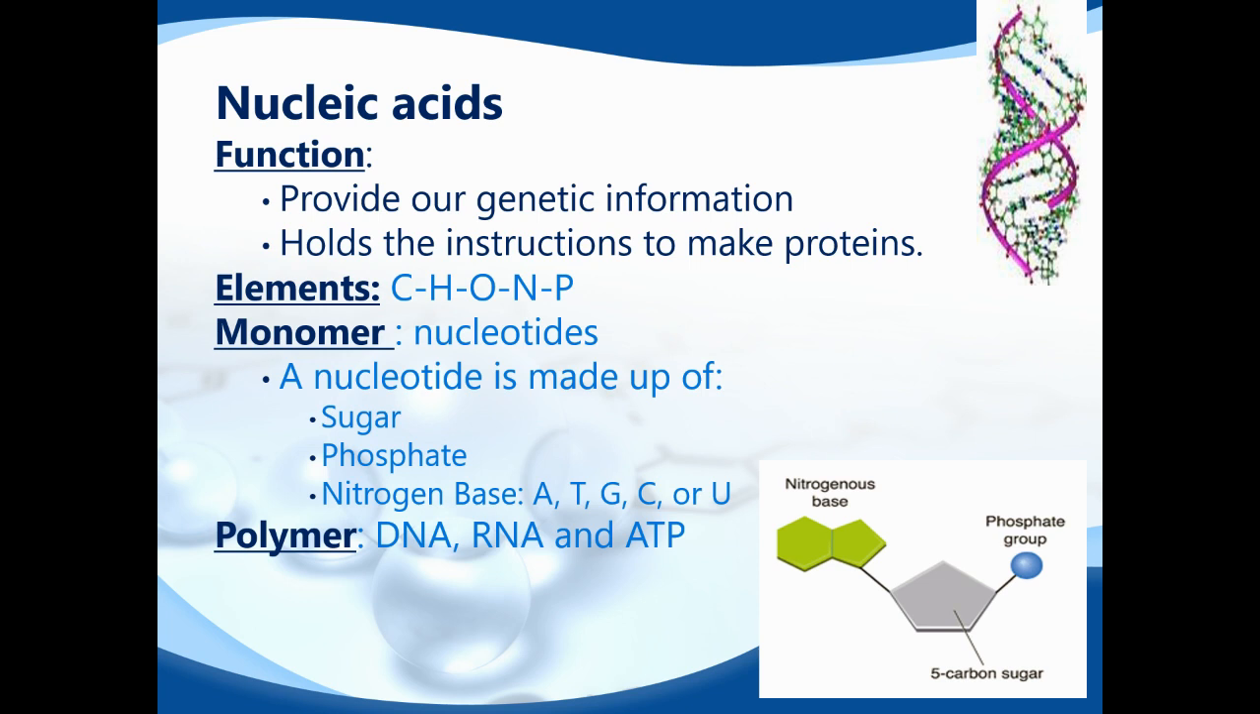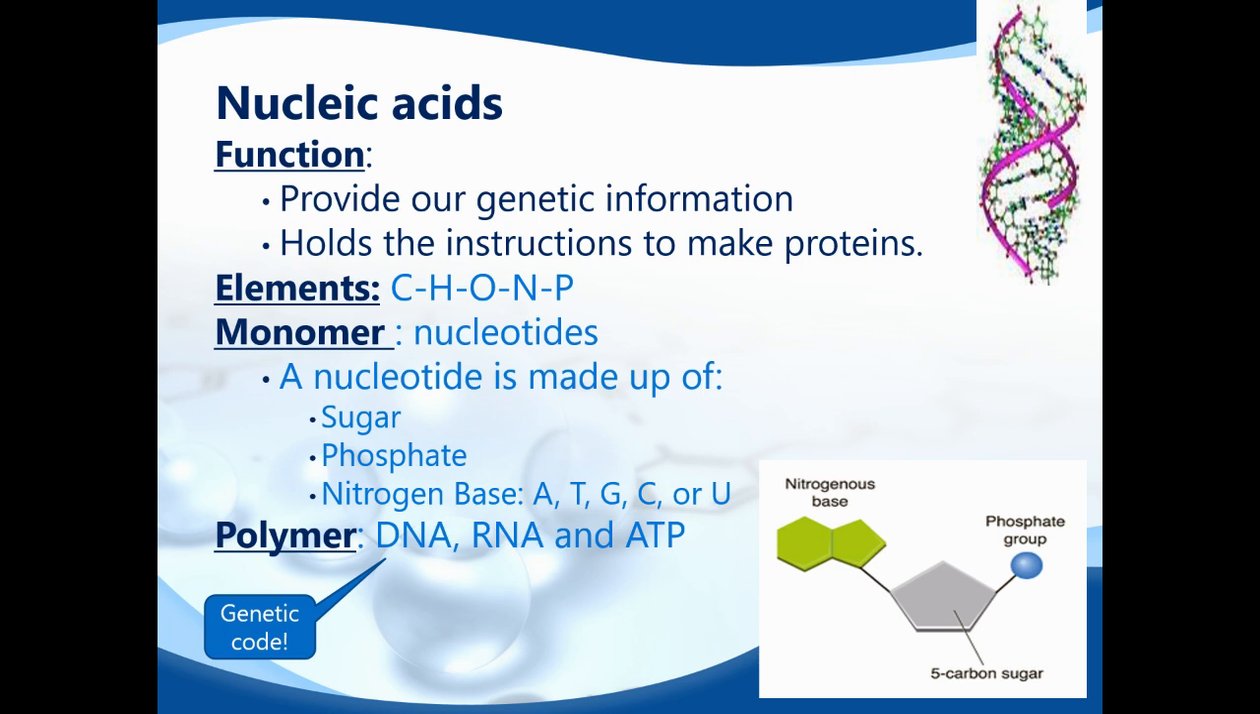Now we come to nucleic acid. The function of nucleic acid is to provide genetic information like DNA and hold the instructions to make proteins. The elements are carbon, hydrogen, oxygen, nitrogen, and phosphorus. The monomer, a single unit, is called a nucleotide, and a nucleotide is made up of a sugar, a phosphate, and a nitrogen base, that is A, T, G, C, or U. The polymers, long molecules, are DNA, RNA, and ATP.